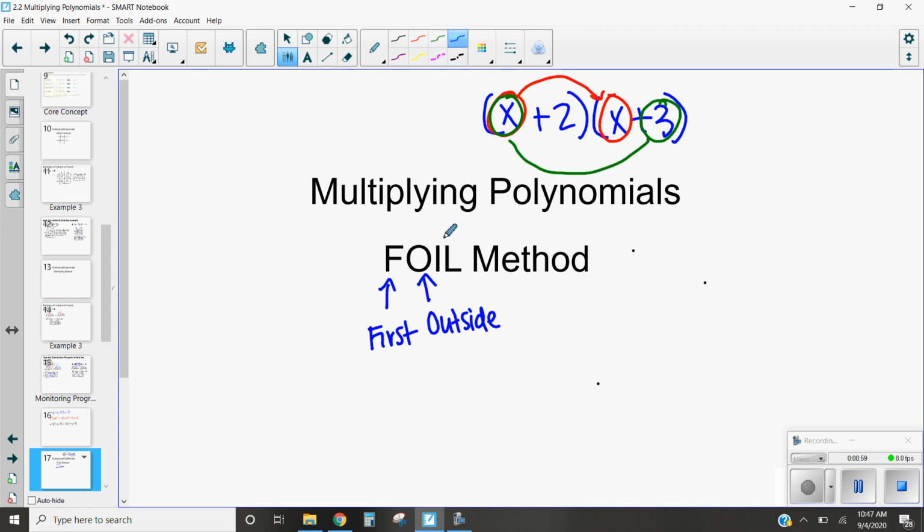The I here stands for the inside numbers. And so the inside numbers, of course, are going to be our 2 right here and our x, and we're going to multiply those two together. And then the L here stands for our last two numbers. So that is the case where we multiply our 2 and our plus 3. So when we do this, we're going to multiply those terms and then write out what they're going to be. So let's take a look at this first example to see how that FOIL method works.